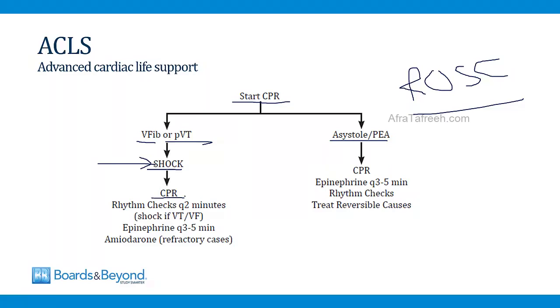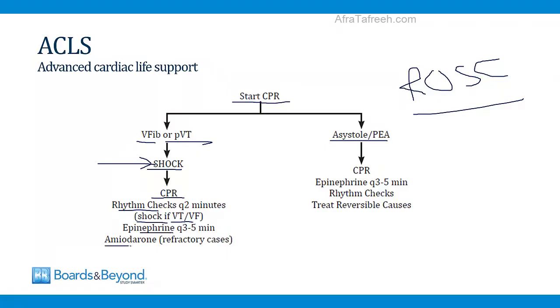Because remember, when you're not doing CPR, you're not circulating blood through the patient's body. As you're doing CPR, you stop every 2 minutes to check the rhythm. If the rhythm remains VT or pulseless VF, then you want to shock again. In addition, while you're doing these rhythm checks and repeat shocks, you can administer epinephrine every 3 to 5 minutes.